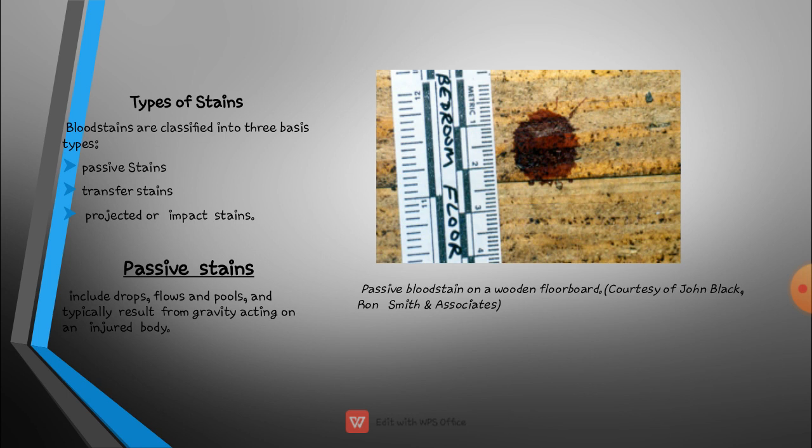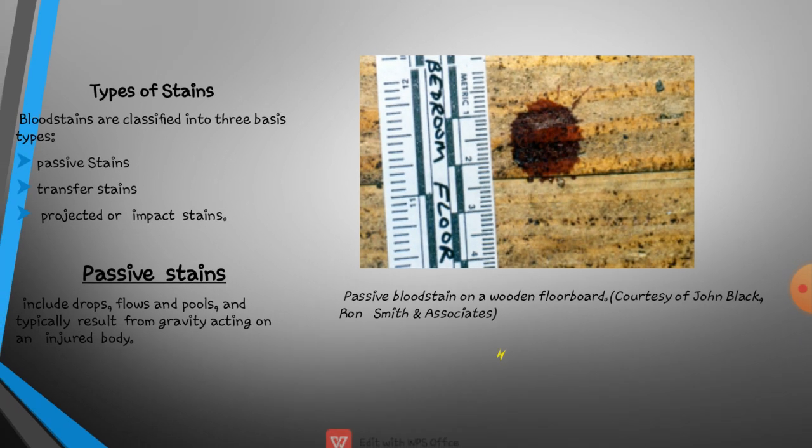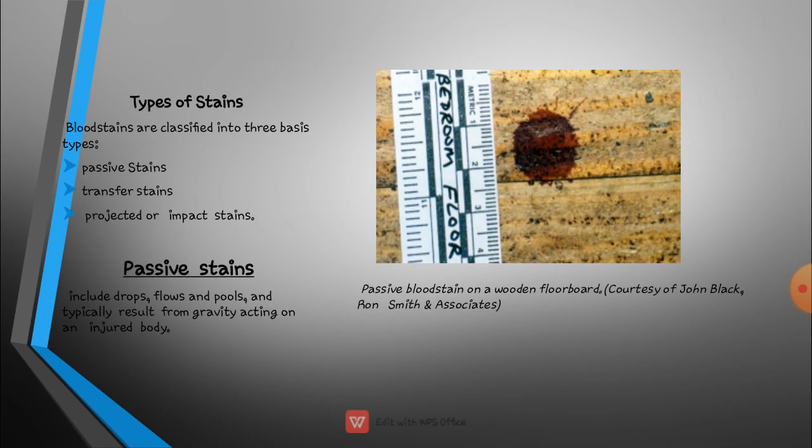Types of stains. They classify into three basic types: passive stains, transfer stains, or impact stains. Passive stains include drops, flows, and pools, and typically result from the action of gravity on an injured body. Here you can see in this picture, this is a blood stain which we call a passive blood stain. It occurs as flows and pools and typically results from gravity acting on an injured body.